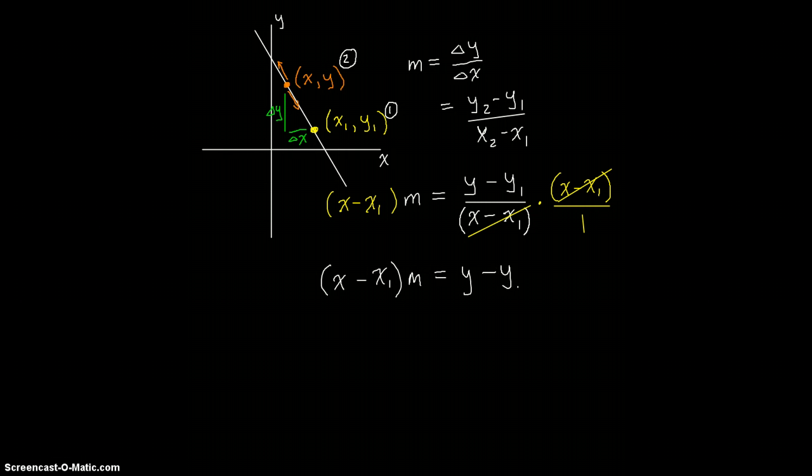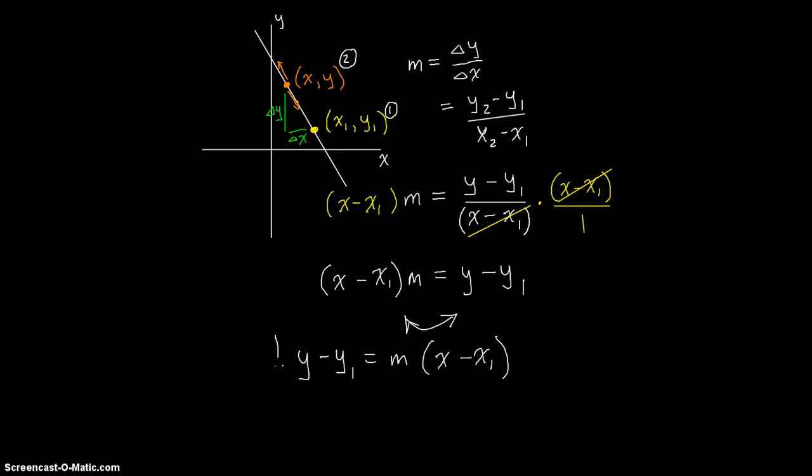And if I switch the sides, right, if I just switch everything around, and because this equal sign, I could read it from the right-hand side to the left, I'm going to change this and say this is y minus y1 is equal to m times x minus x1. Right, because everything commutes and I've got the equal sign to work with.